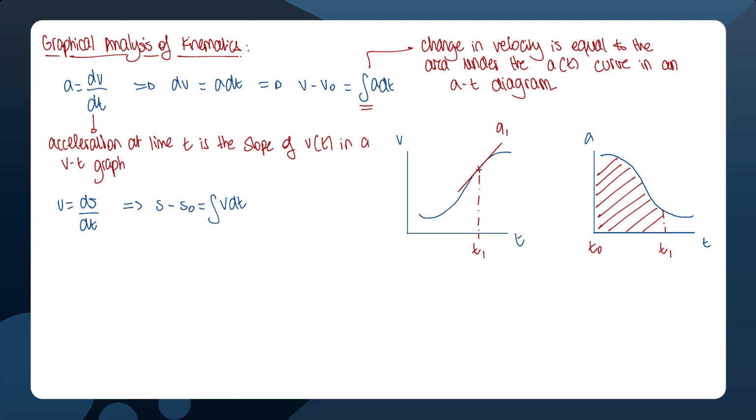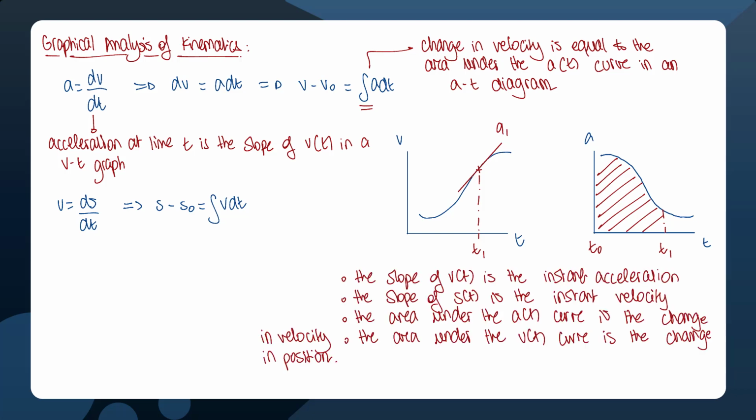So in conclusion, one can say that the slope of the vt curve is the instant acceleration, the slope of the position curve, st, is the instant velocity, and the area under the at curve is the change in velocity. Then finally, the area under the vt curve is the change in position. So these different statements were all obtained by simply making use of the derivative and the integral terms.